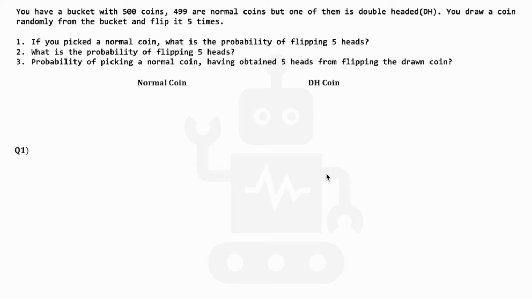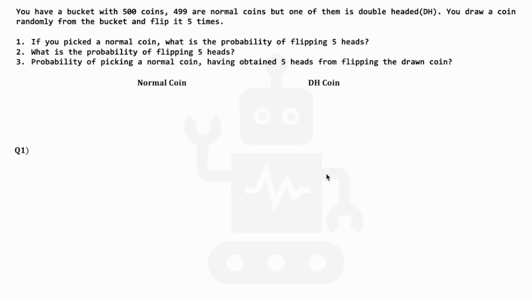You have a bucket of 500 coins. 499 are normal coins, but one of them is a double-headed coin. You draw a coin randomly from the bucket and then you flip it 5 times. Question 1. If you picked a normal coin, what is the probability of flipping 5 heads? Question 2.